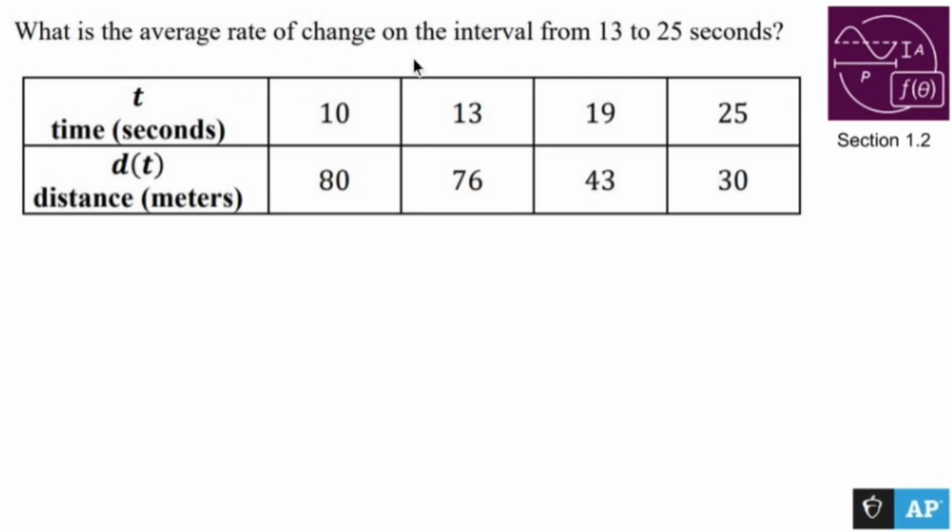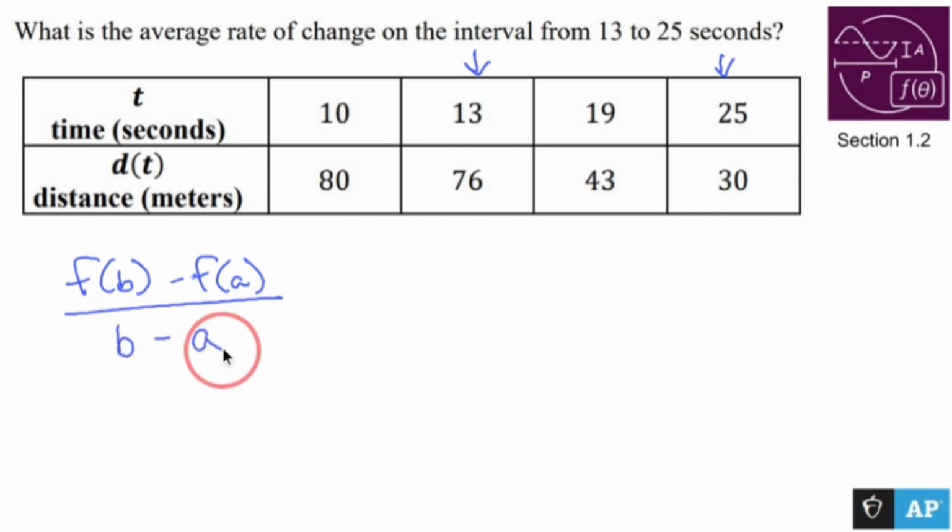What is the average rate of change on the interval from 13 to 25 seconds? Well, you're 13 and you're 25. The average rate of change formula is f of b minus f of a over b minus a. That's the slope formula, boys and girls. So we'll call you A, we'll call you B, which makes you f of A and f of B. And now it's just a matter of plugging stuff in.